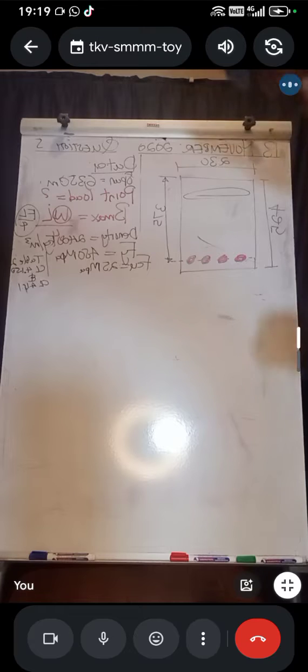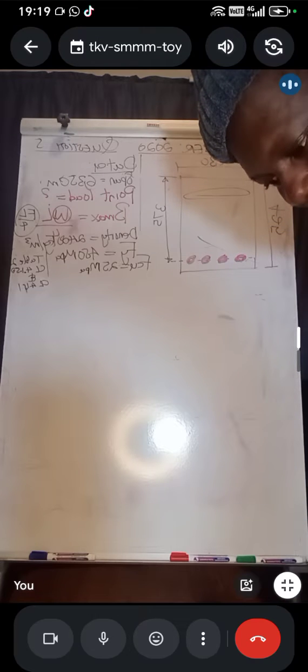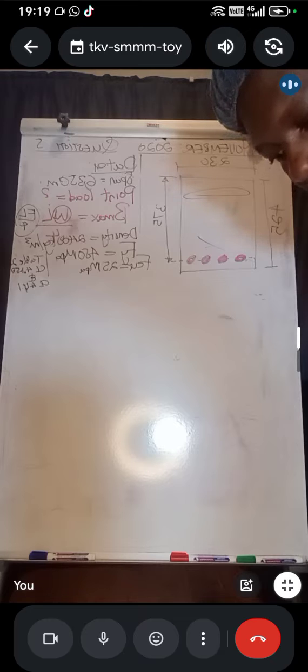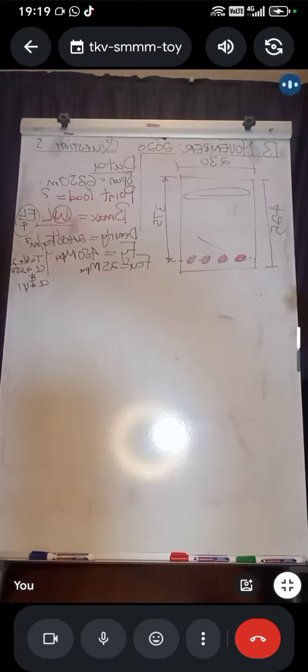Good. The self weight of the reinforced concrete beam must be considered in the calculations, and we are given 4R16.